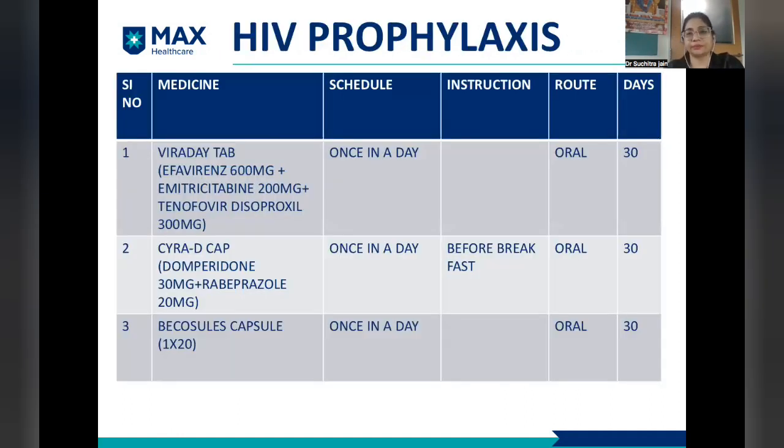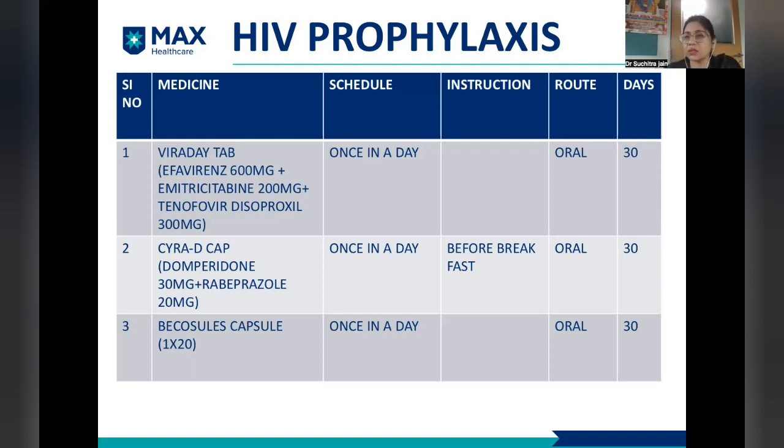Next, please. So HIV prophylaxis is required. Usually a two-drug regimen is given. It could be Viraday, that is efavirenz 600 milligram, along with tenofovir, which is again an anti-HIV drug. It is given once a day, and the duration is 30 days.